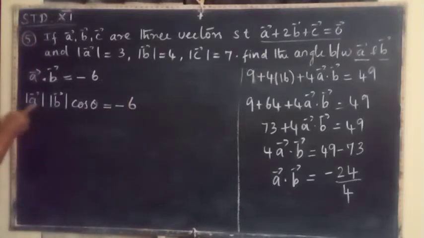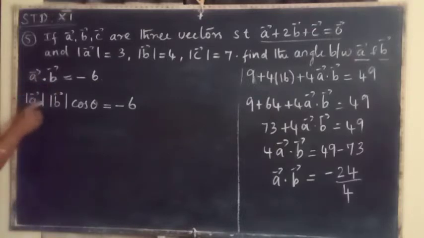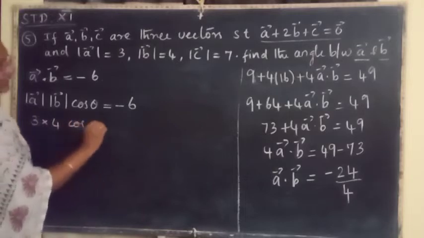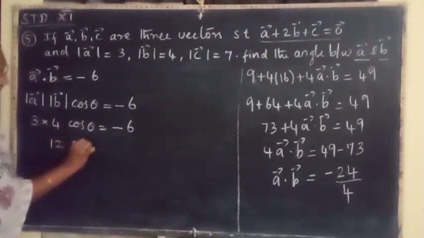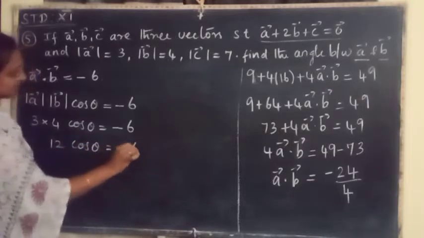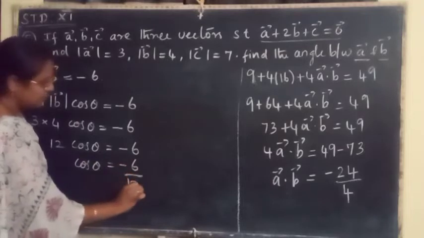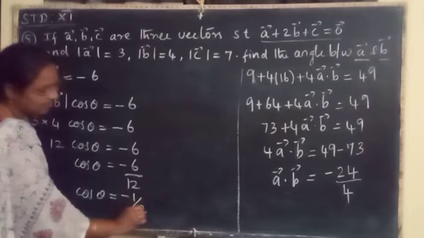Yes or no? Why did I substitute here? Because that is the definition of what? A vector dot b vector. Now again I am going to replace the values of modulus of a and modulus of b. So 3 into 4 into cos theta equal to minus 6. So now 3 4s are 12, cos theta equal to minus 6, isn't it? So cos theta will be equal to minus 6 divided by 12. So what will be cos theta now? Cos theta equal to minus 1 by 2.